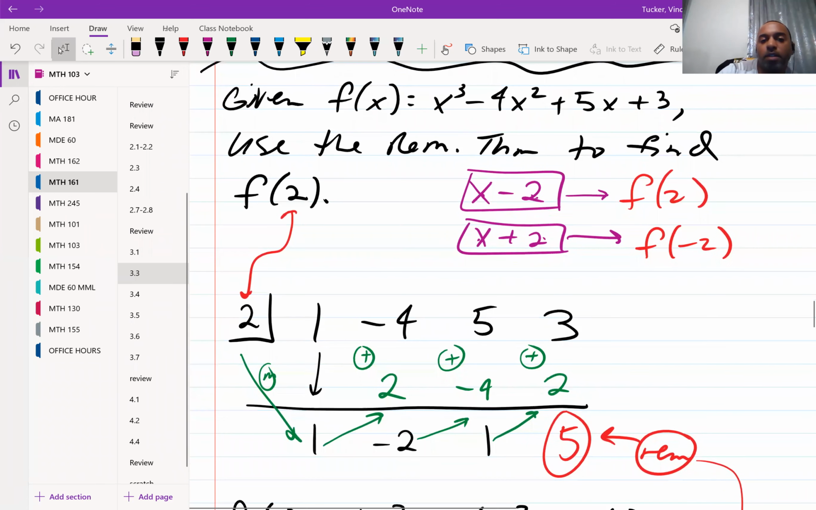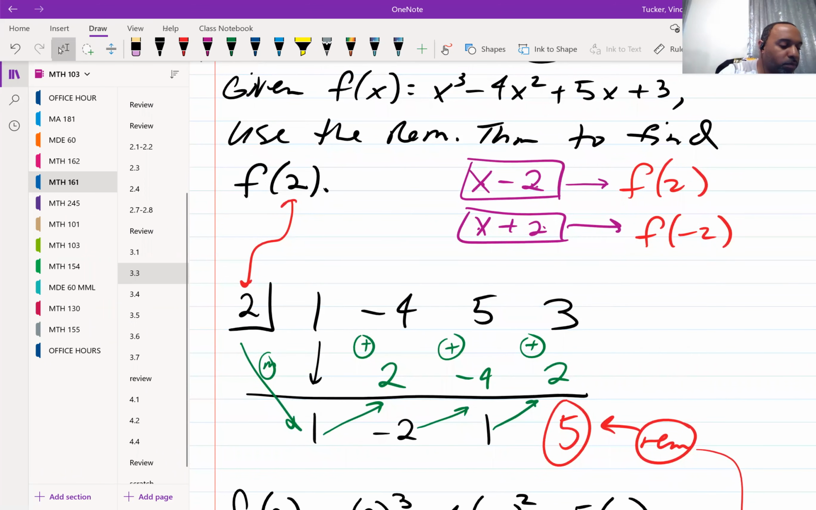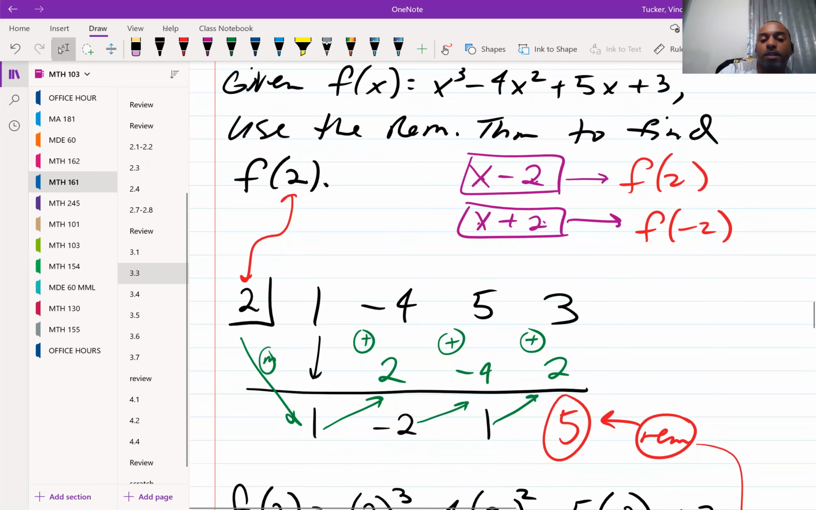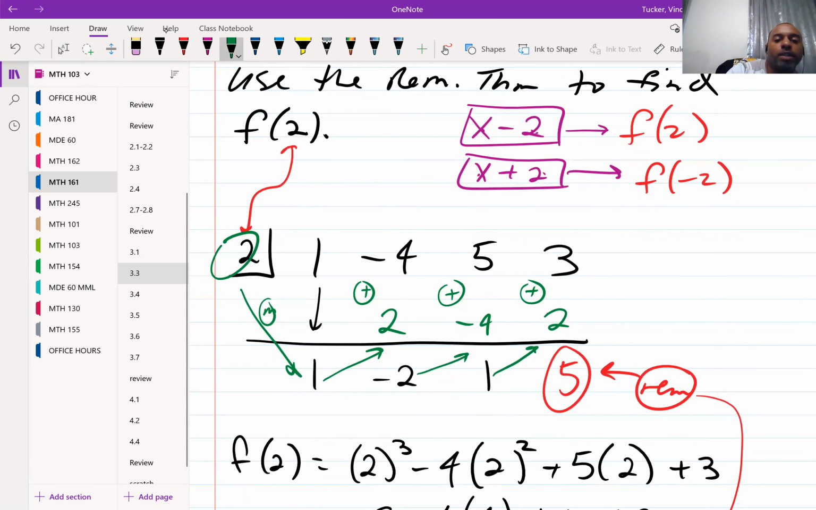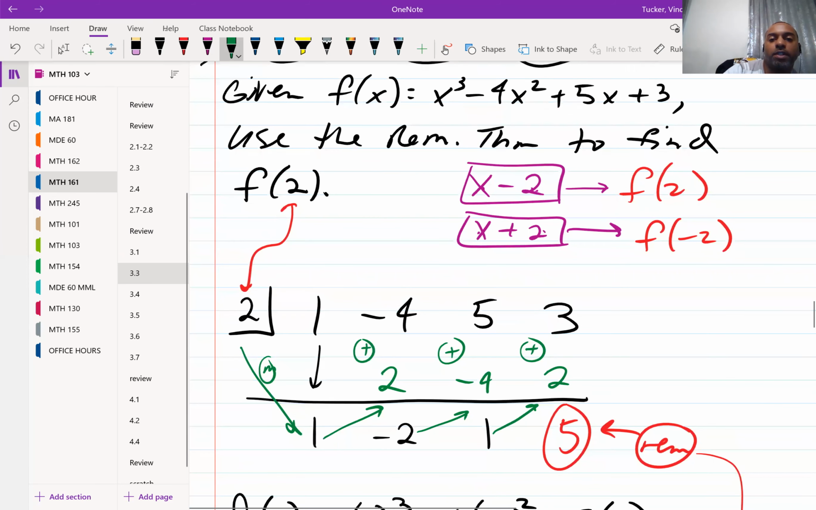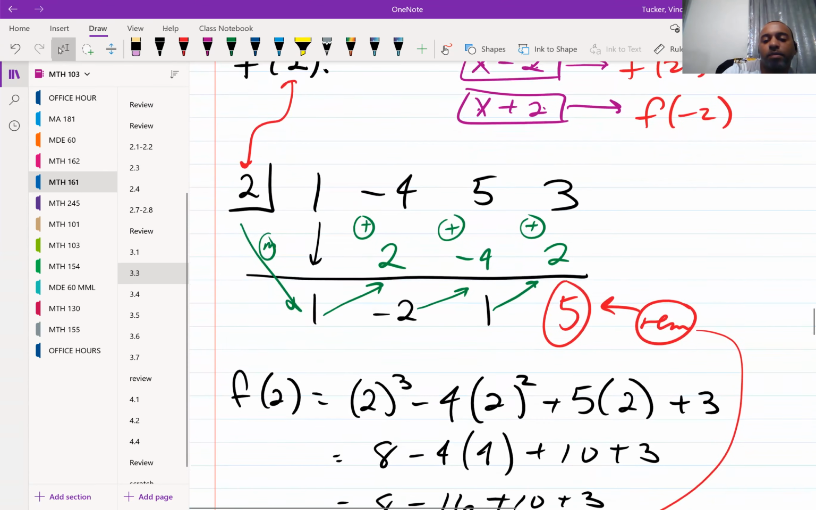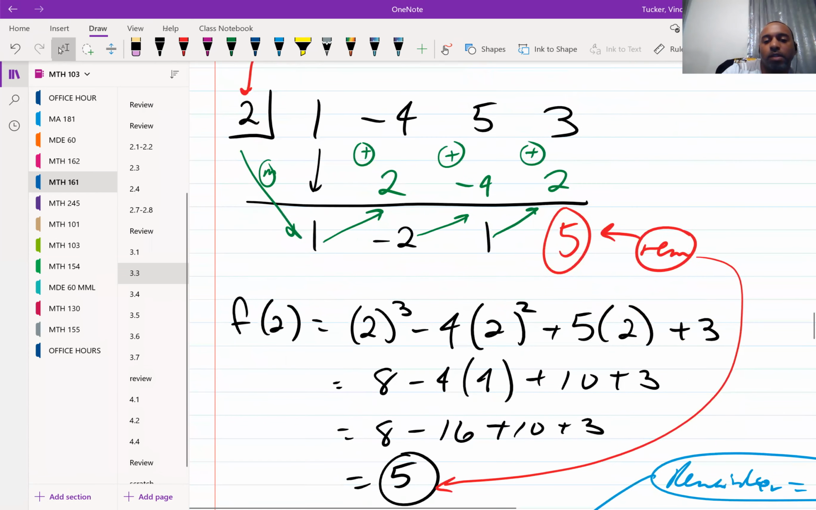Any problems with synthetic division? Now, if the remainder theorem is correct, if I take this 2 and plug it into the function, I should get out 5. So our function is x cubed minus 4x squared plus 5x plus 3. Plug in 2. And our answer is 5. So if ever you want to know the remainder, you can just take the number that's in your divisor and plug it into your function. That will let you know what the remainder is.